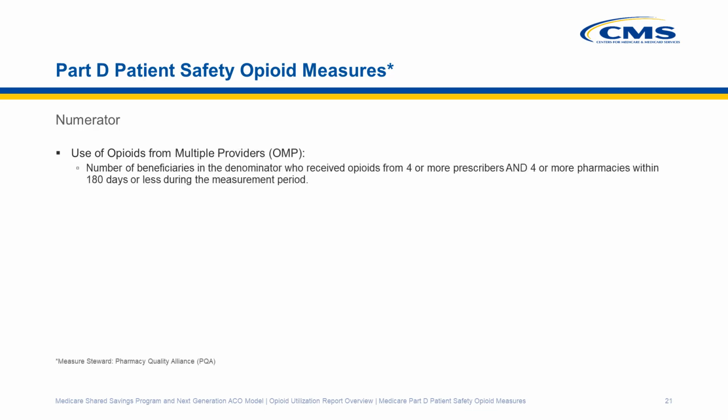OMP is the percentage of Medicare Part D beneficiaries 18 years or older receiving prescriptions for opioids from 4 or more prescribers and 4 or more pharmacies within 180 days or less. The numerator for the OMP patient safety measure is the number of beneficiaries in the denominator who received opioids from 4 or more prescribers and 4 or more pharmacies within 180 days or less during the measurement period. Claims for buprenorphine are not used to calculate the number of opioid prescribers or dispensing pharmacies.